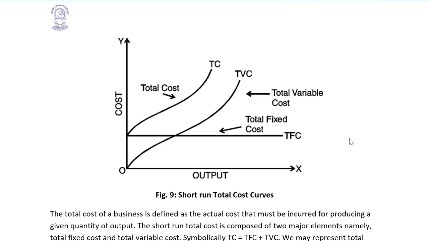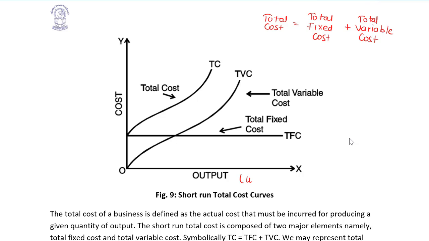Let us see this short run total cost curve. So we can say that total cost equals total fixed cost plus total variable cost. Total fixed cost plus total variable cost equals total cost, or total fixed cost curve plus total variable cost curve equals total cost curve.